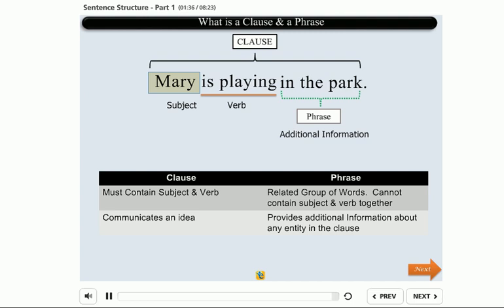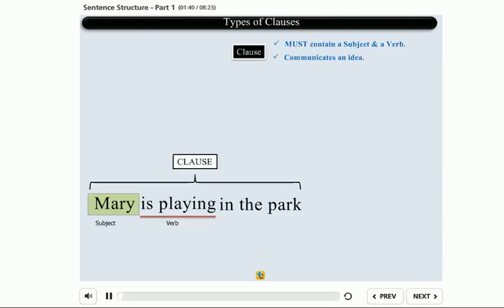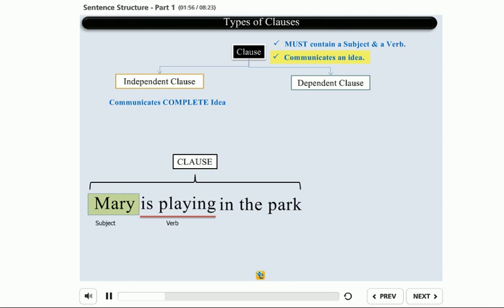Review once again the differences between a clause and a phrase. So we now know what a clause is. Now let's understand the two different types of clauses, independent clause and dependent clause. The difference between these two clauses stems from the type of idea that each communicates. An independent clause communicates a complete idea. For example, this clause is indeed an independent clause because it communicates a complete idea. An independent clause is also called a main clause or a sentence.